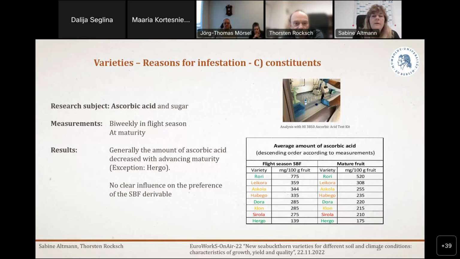And if you look at the preference of the sea buckthorn fly, there is no clear influence to be derived, as the non-susceptible Rory is the one with the most ascorbic acid in the fruits, and as well, not susceptible Hergo has the least, so there's no clear tendency.